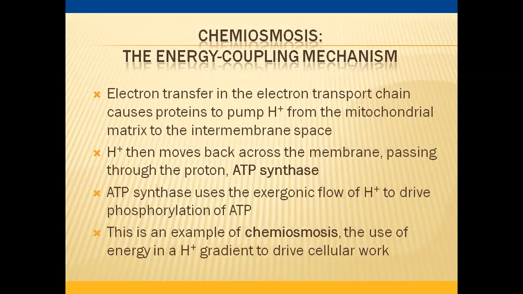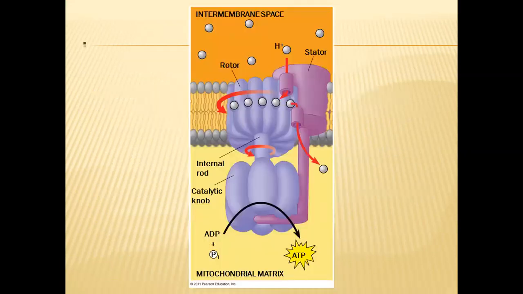So here osmosis is also taking place, and this is called chemiosmosis. Hydrogen ions move across their concentration gradient. So this process is called chemiosmosis. So this is the ATP synthase molecule.